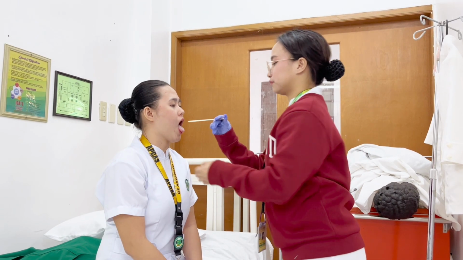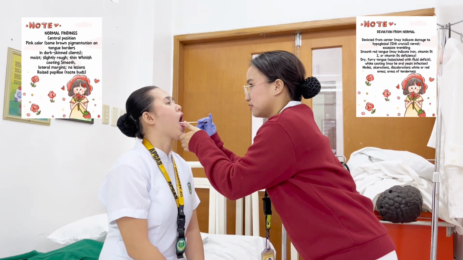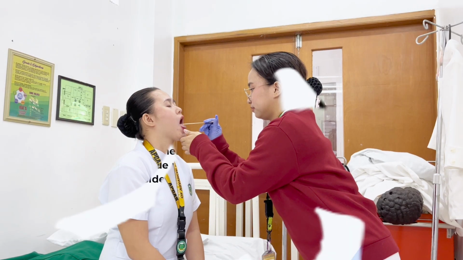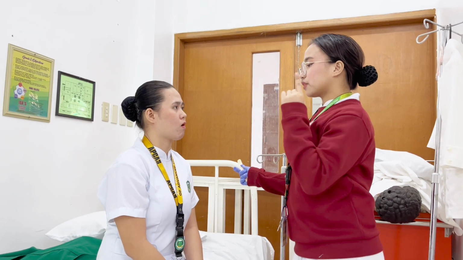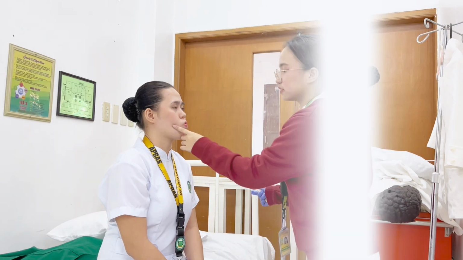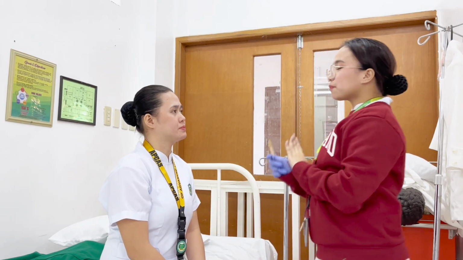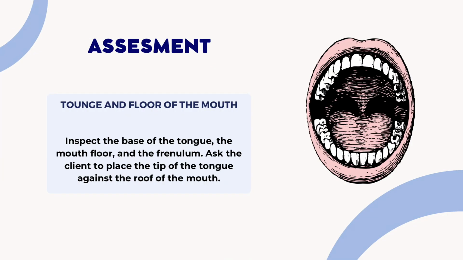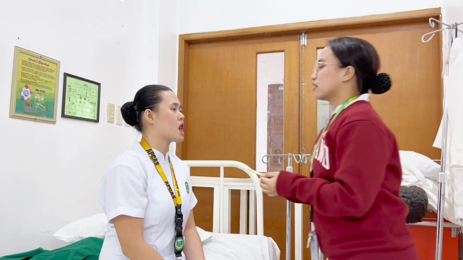Ask the client to extend the tongue. Inspect for tongue movement. Ask the client to roll the tongue upward and move it from side to side. Normal findings are that the tongue moves freely with no tenderness, and the deviation from normal is restricted mobility. Inspect the base of the tongue, the floor of the mouth, and the frenulum. Ask the client to place the tip of the tongue against the roof of the mouth.